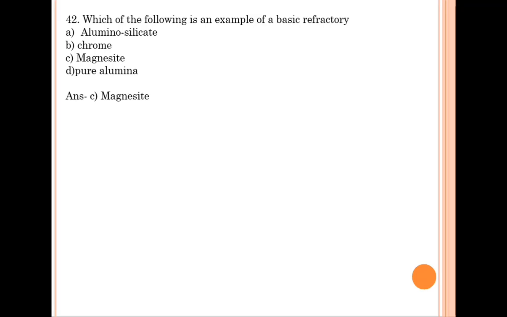Which of the following is an example of basic refractory? I have already discussed in the earlier chapter. So here the options are aluminosilicate, chrome, magnesite and pure alumina. So refractory are of three types basically: acidic refractory, basic refractory and neutral refractory. So here the option C is the right answer because magnesite is a basic refractory.